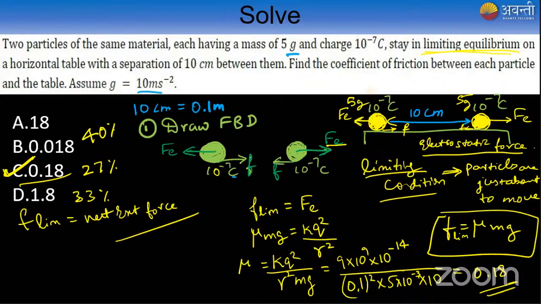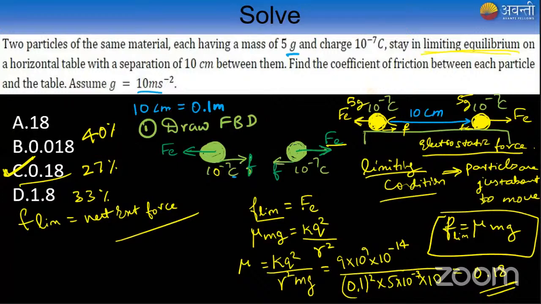Now what is the limiting friction condition or limiting equilibrium condition? Particles are just about to move at this stage. When they are just about to move, whatever friction I get is the limiting friction. So F limiting is equal to, we know any friction F is equal to mu times N, where N is nothing but mg. So mu times mg. F limiting is equal to Fe, and F limiting is nothing but mu times mg.